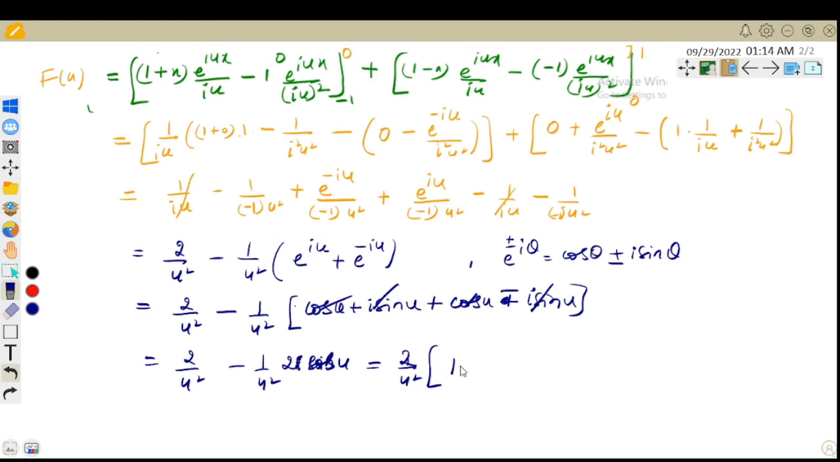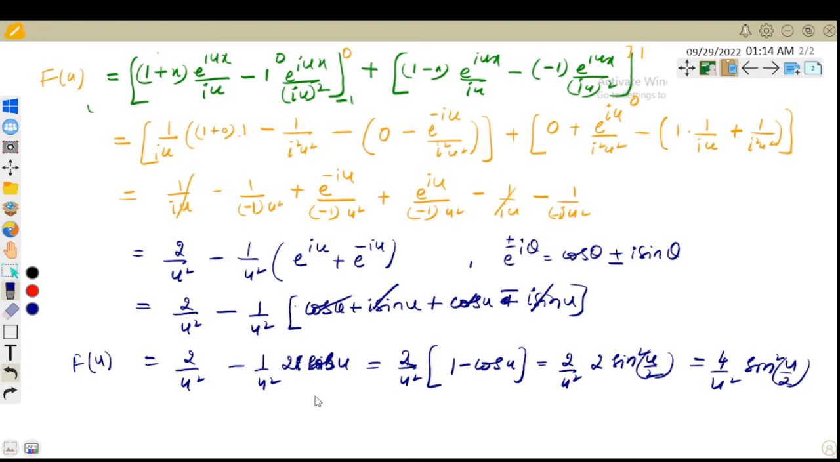So this is 1 minus cos u. So 1 minus cos u is 2 by u square into 2 sin square u by 2, or this is 4 by u square into sin square u by 2, is the Fourier transform of the given function f of x, which is denoted by F of u.